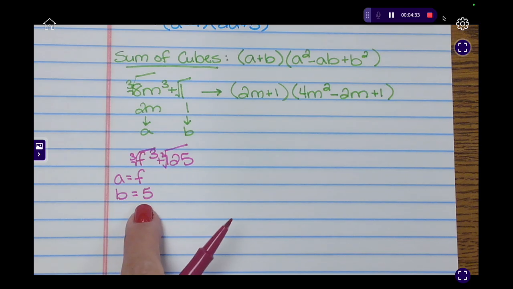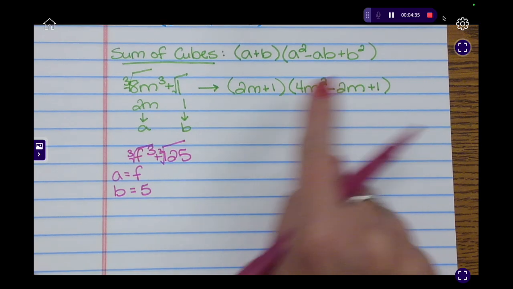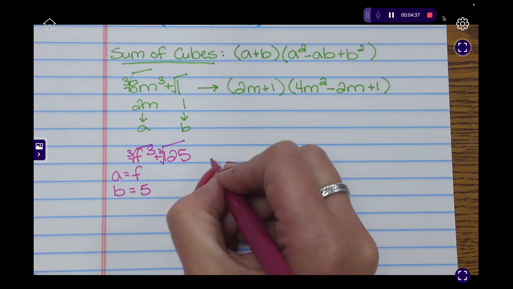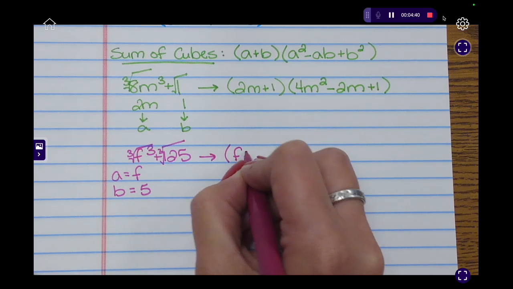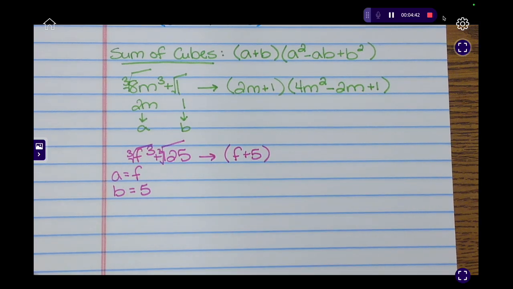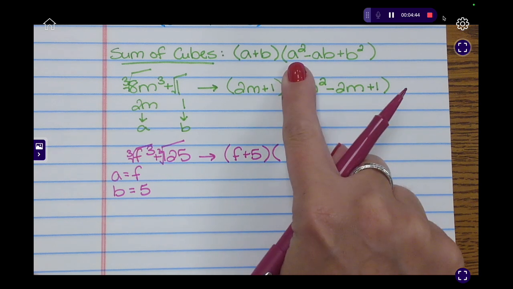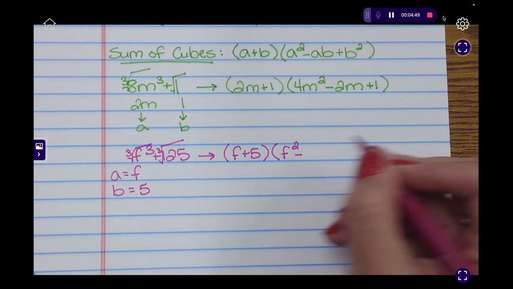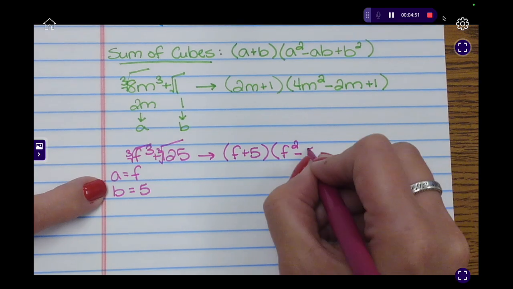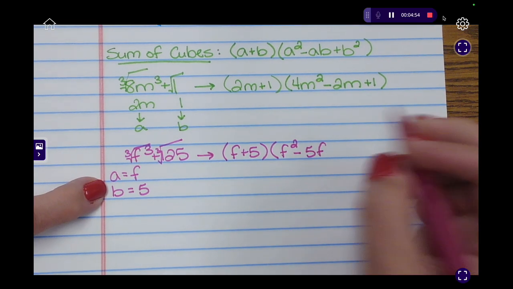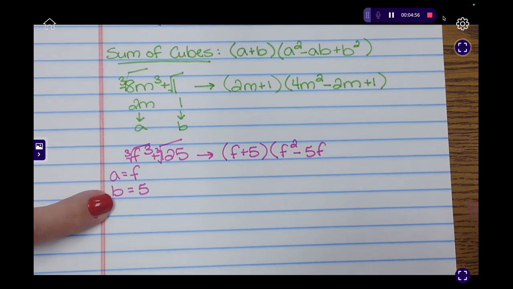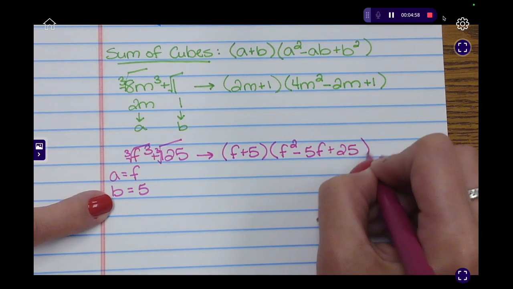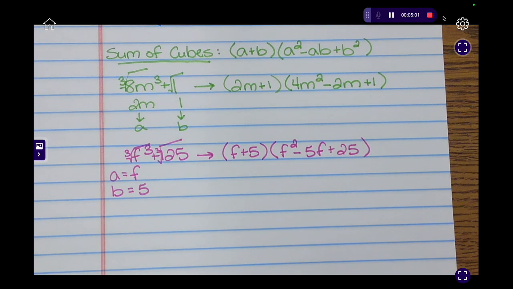So now I'm just going to take those values and plug it into this set form. So my first parentheses is a plus b. So that would be f plus 5. And then my second parentheses, I'm going to do a squared. So that would be f squared minus a times b. So if I multiply these, I get 5f. And then plus the b squared. So 5 squared is 25. And that would be my factored form. Okay. So looking at this again, you have a set formula for the sum of cubes.